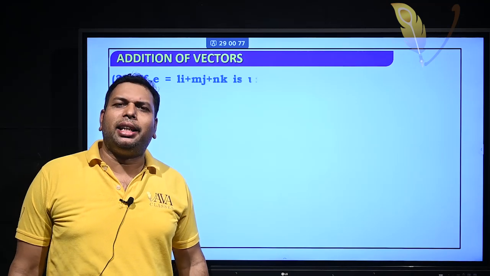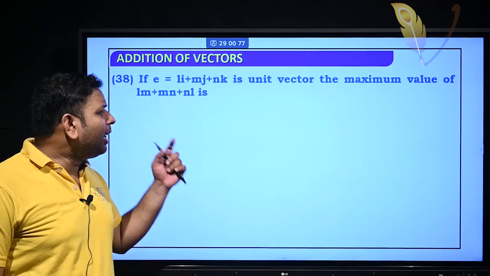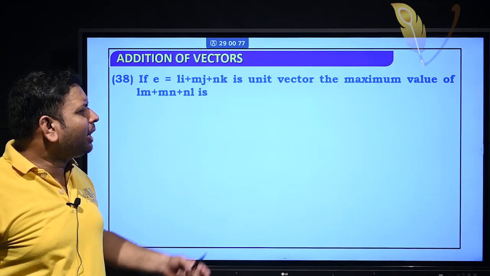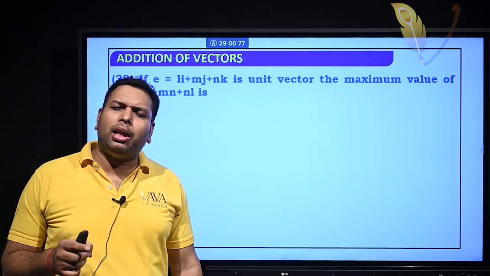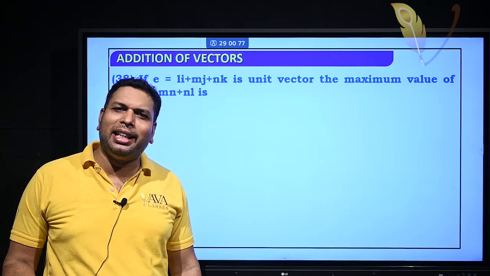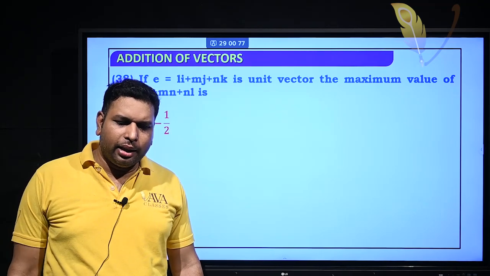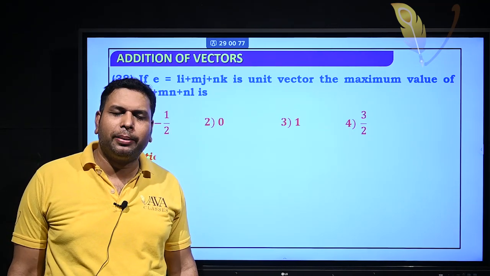Now question number 38. If e equals l i cap plus m j cap plus n k cap is the unit vector, the maximum value of lm plus mn plus nl is. These are the options, students.